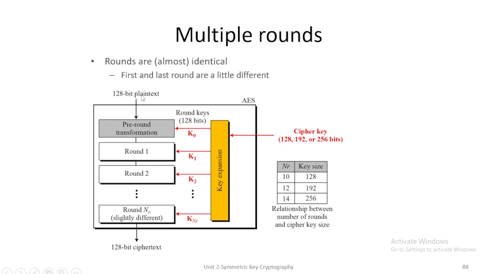So the 128 bit plain text is given to the pre-round transformation. In the pre-round transformation also, the subkey will be used, and then the total number of rounds, then the 128 bit ciphertext will be retrieved. For generating subkeys, we are taking a 128 to 256 bit key. By the usage of the expansion technique, the round keys are derived from the given key. So this is the overview idea of implementing the AES algorithm.